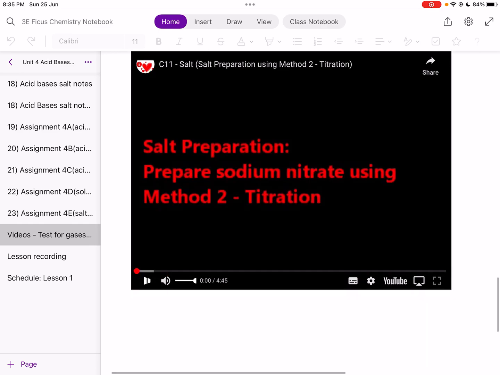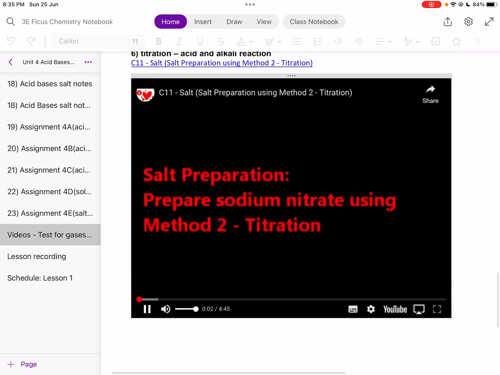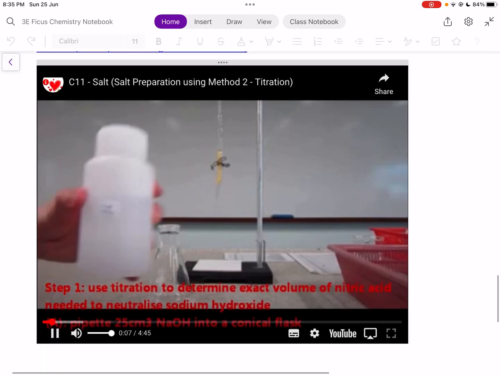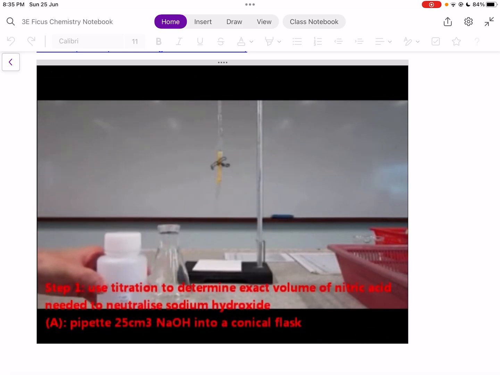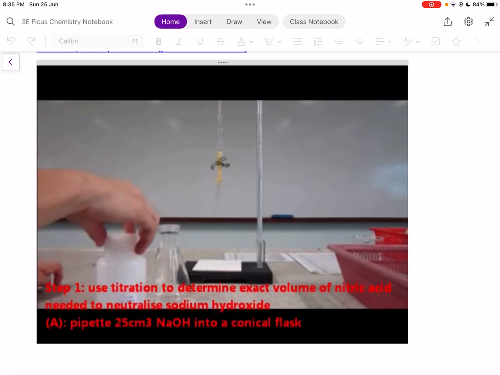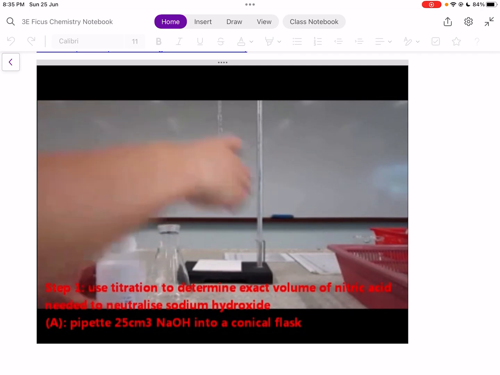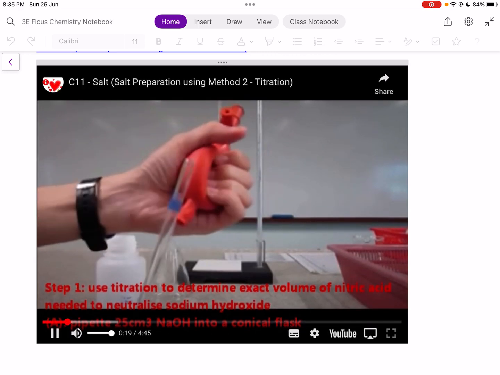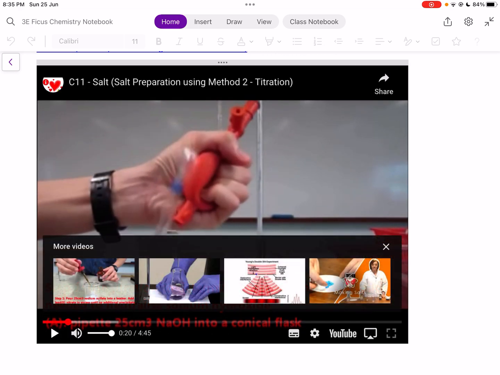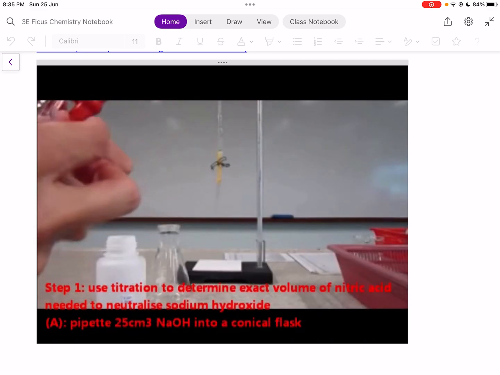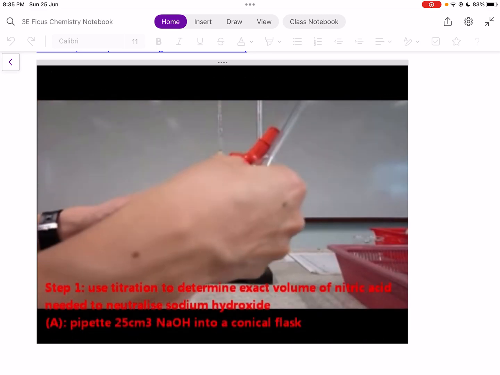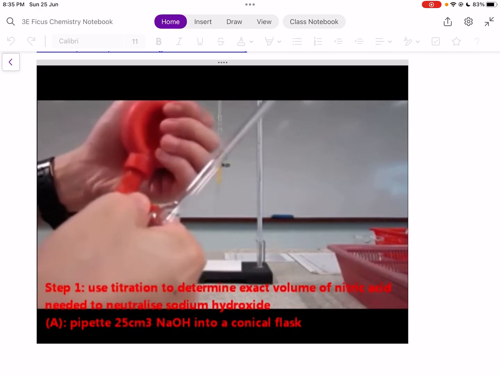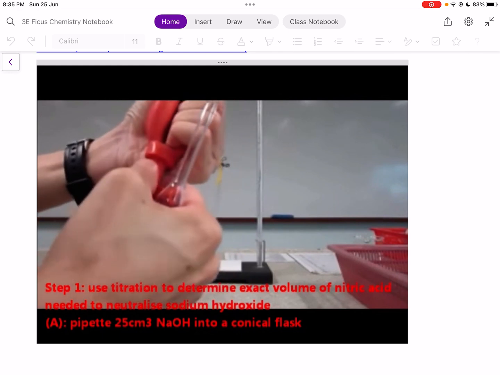This is a video on preparing sodium nitrate using titration. First of all, you have to measure 25 cm cube of sodium hydroxide using a pipette, and then transfer it into a conical flask. In this case, the alkaline is inside the conical flask. He uses a filler bulb to suck up the sodium hydroxide solution into the 25 cm cube pipette. It's quite difficult to operate the filler bulb, but you have to learn.